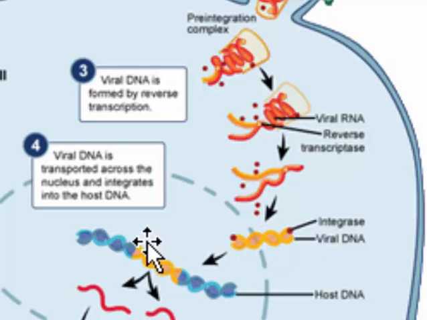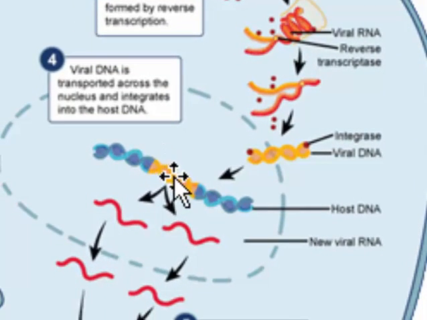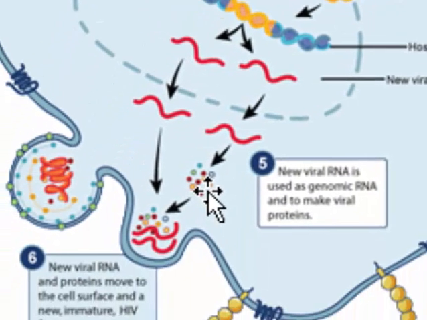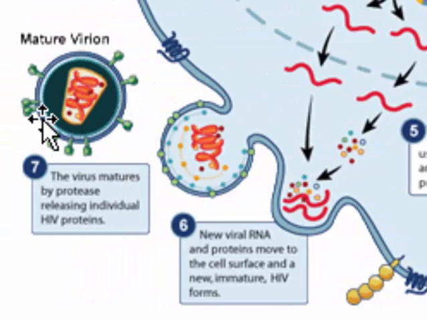It takes that DNA, and the DNA gets integrated into your chromosomes. And then it uses the machinery in your T helper cells to create RNA, to make protein, and then to create more viruses that are released from your T helper cells.